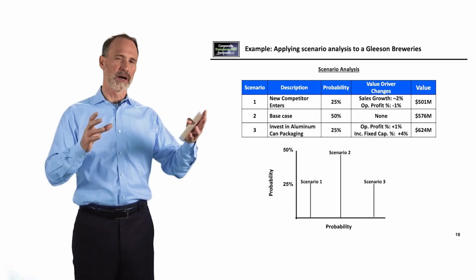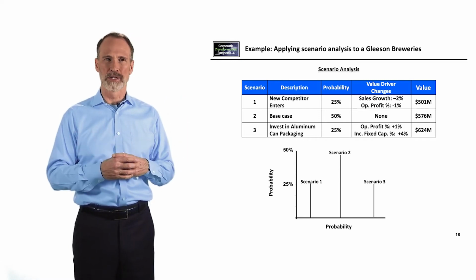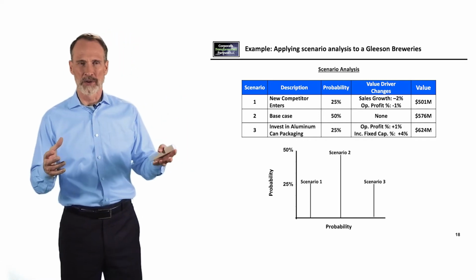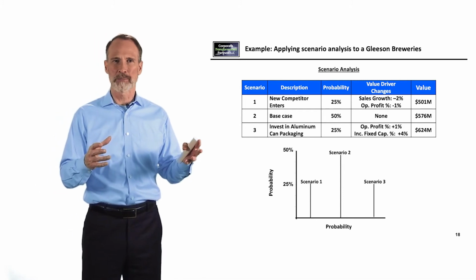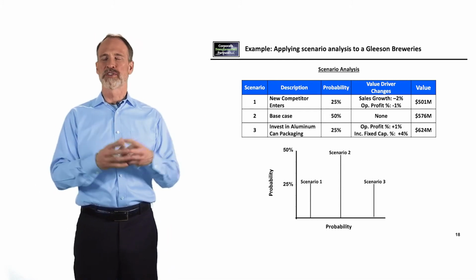So let's show how scenario analysis could apply to Gleason Breweries. Let's assume that there's a base case scenario which has a 50% probability of happening, where the company is worth $576 or so million.